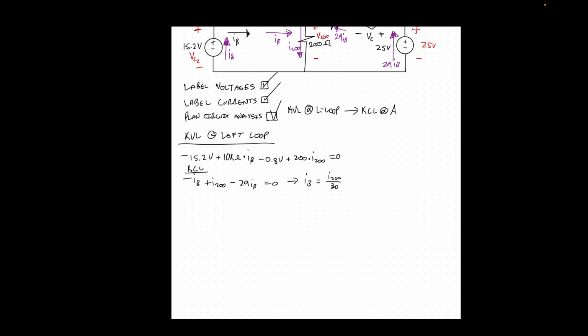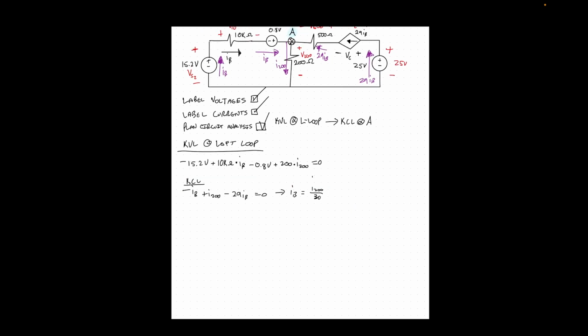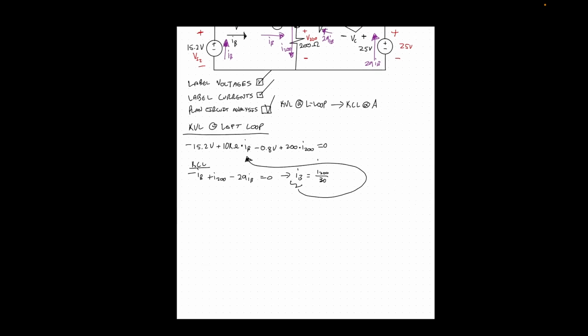All right, so now my plan of attack. I've done my KCL and I've done my KVL. What I want to do now is plug in this IB into here. What this allows me to do is have one equation and one unknown. Because I'm getting it in terms of I200, I can then solve for I200. Likewise, I then solve for IB. So let's go ahead and do that.